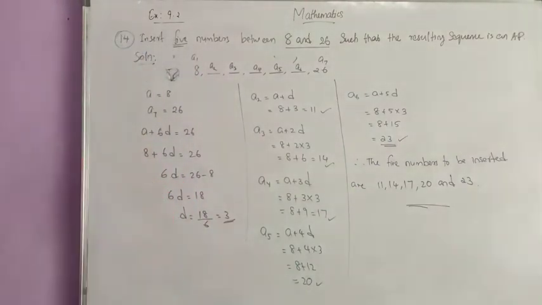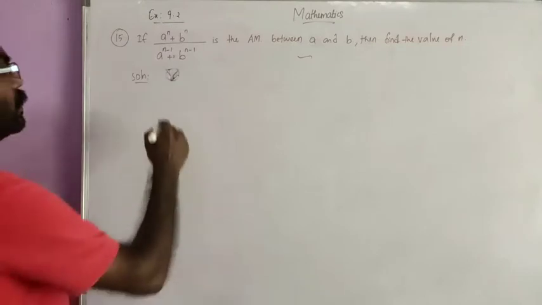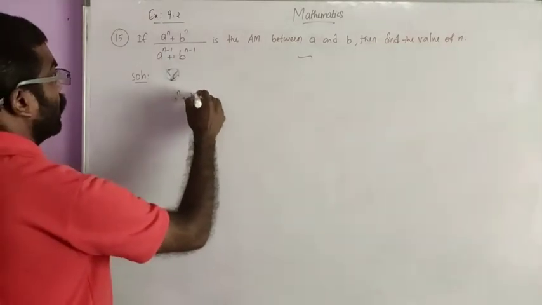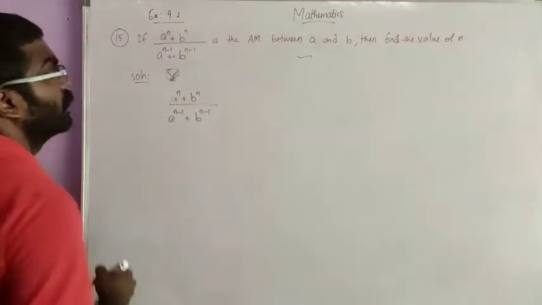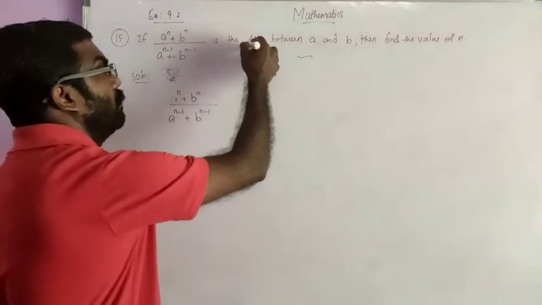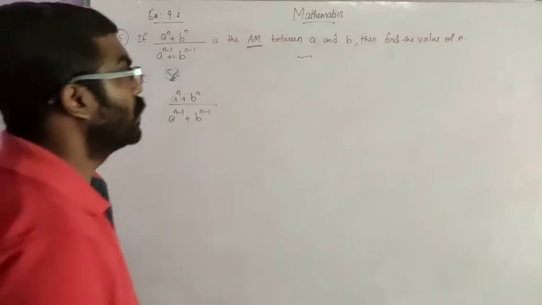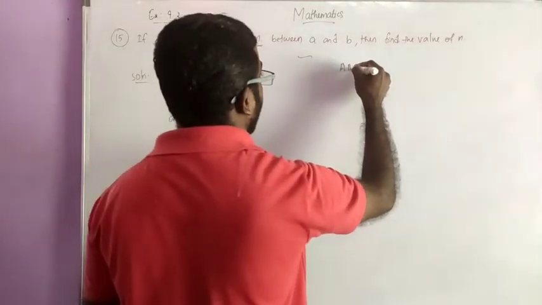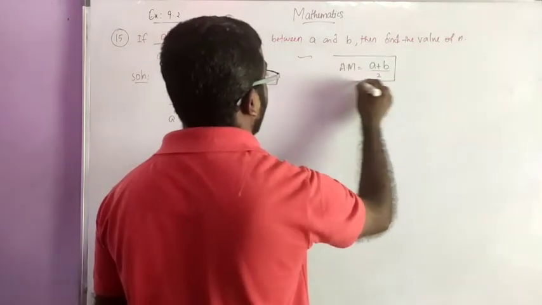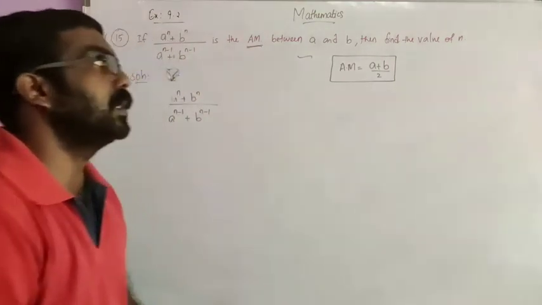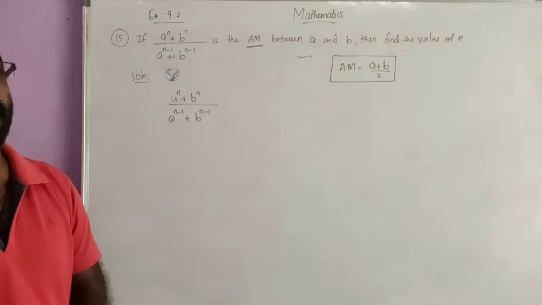Okay. Here the next question is, if a raised to n plus b raised to n divided by a raised to n minus 1 plus b raised to n minus 1 is the AM between a and b. AM means arithmetic mean. We know the formula. Arithmetic mean AM is equal to a plus b divided by 2. Arithmetic mean of two numbers a and b is given by AM is equal to a plus b by 2. Then find the value of n.